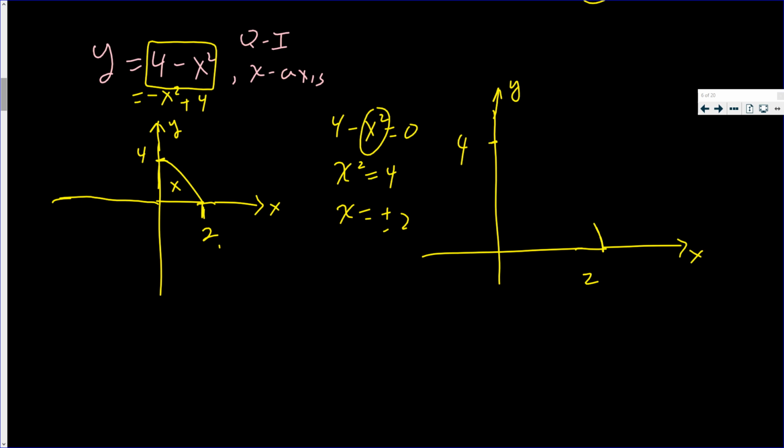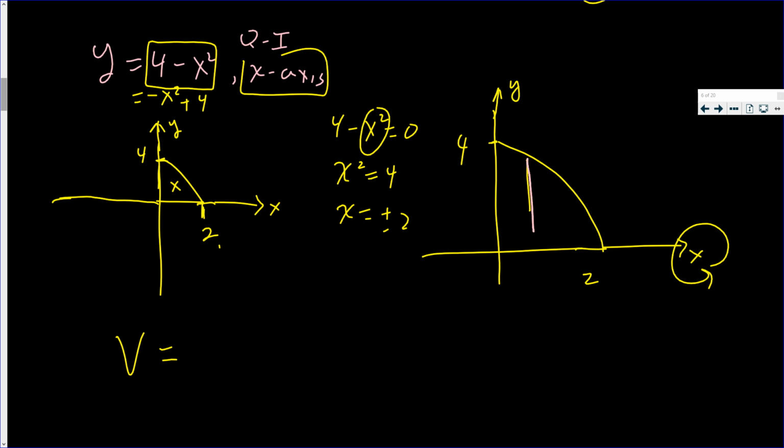Looks like that. And we are going to revolve about the x-axis. We're going to go that way. So the volume is going to be, well, if we're revolving around the x-axis, the strips are going to be perpendicular to the x-axis. That means I'm doing dx. The volume is going to be pi times the radius squared dx, where the 2 is right there.